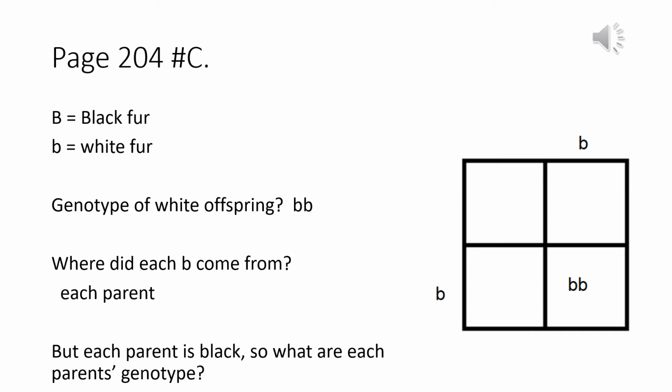Where must each little b have come from? Each of the parents would have to have a little b, on the mommy guinea pig and a little b on the daddy guinea pig, so that they come together to make the little b on the little baby guinea pig. But each parent is black, so what are each of the parents' genotypes? How about big B, little b?